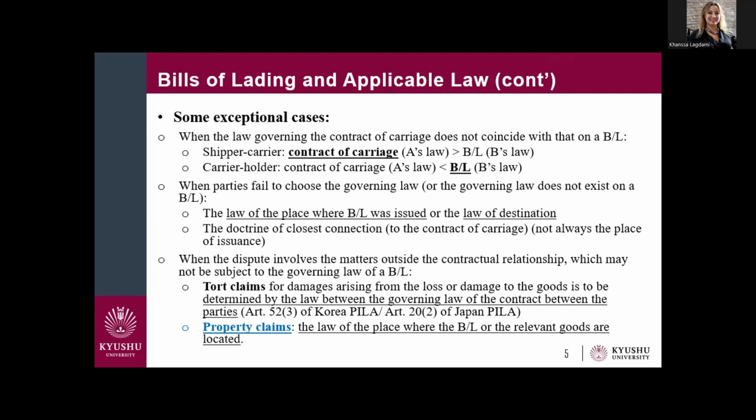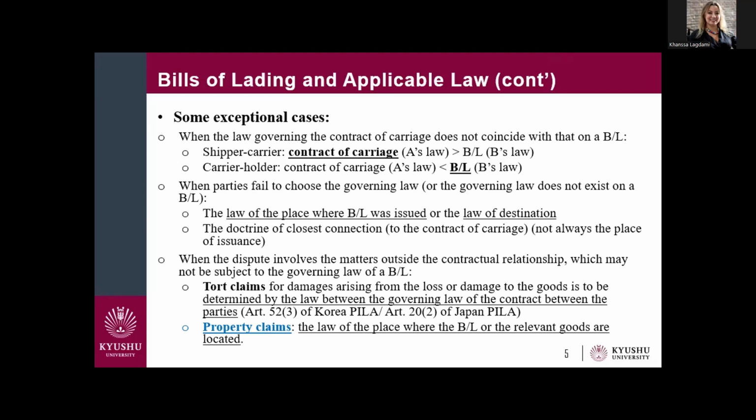But what's important is, as many private international law regimes have, the doctrine of closest connection will apply. In most cases, I think, it can be related to, for example, the act of performance. The characteristic performance is related to the carrier's performance, so it may be related to the place where the bill of lading was issued.